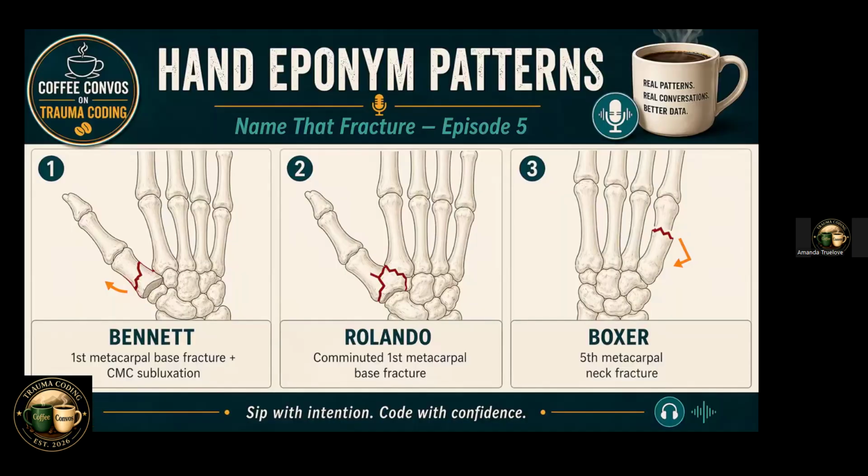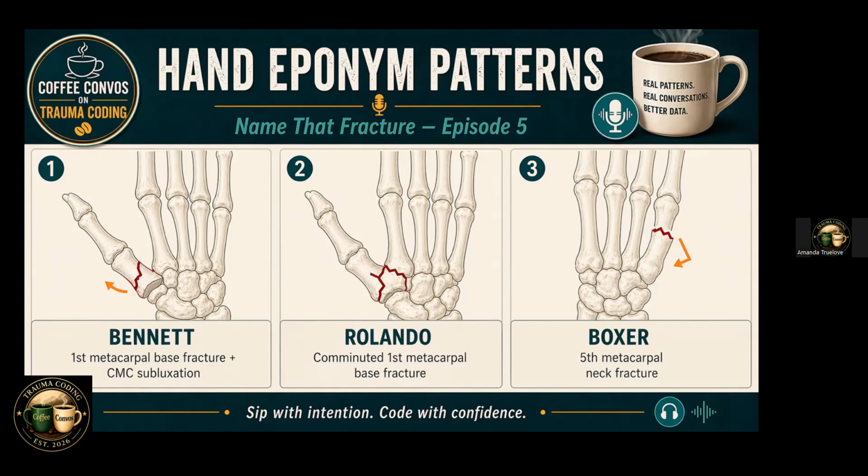Now, this episode is all about Bennett, Rolando, and Boxer. These names may sound familiar, but in trauma coding, the eponym alone is never enough. Now, hand injuries can look simple at first. A broken thumb, a metacarpal fracture, a hand injury after a punch. But as coders, we know the moment we slow down and look closer, those simple labels can turn into very different injury patterns. Today's eponyms are not defined by bone alone.